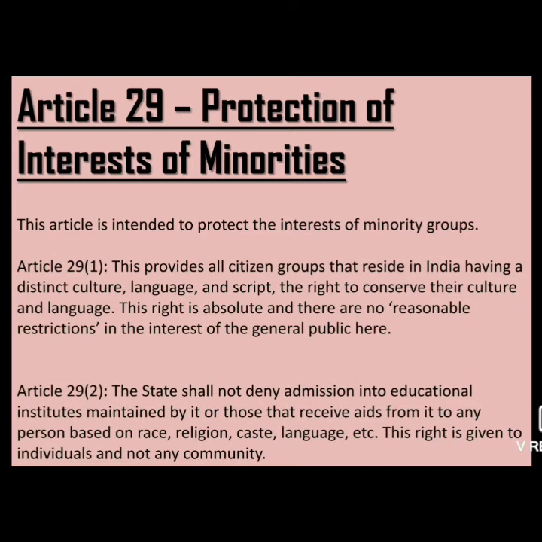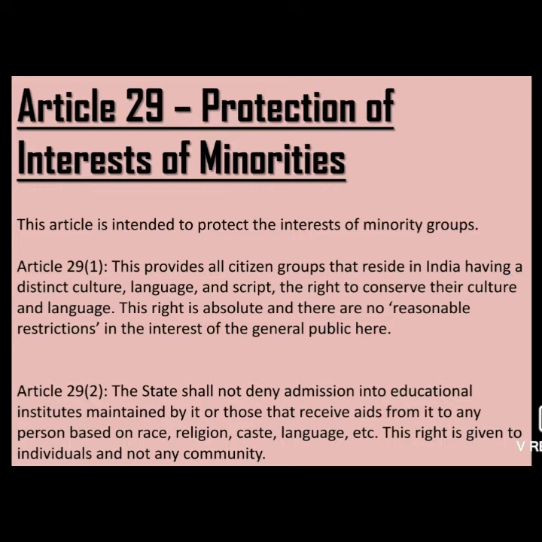This is basically referring to Article 29, section 1, as you can see in this slide. Article 29(1) provides all the citizen groups that reside in India having a distinct culture, language and script the right to conserve their culture and language. This right is absolute and there are no reasonable restrictions in the interest of the general public here.